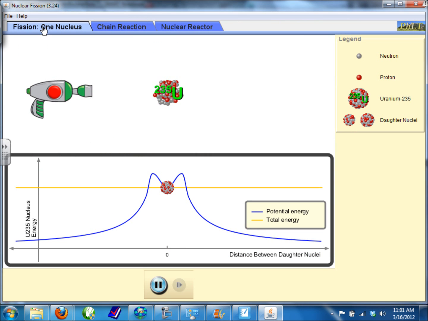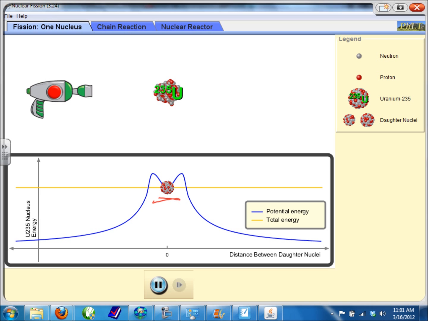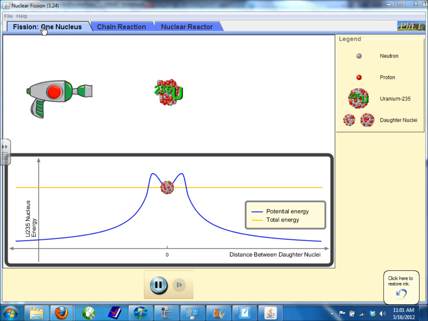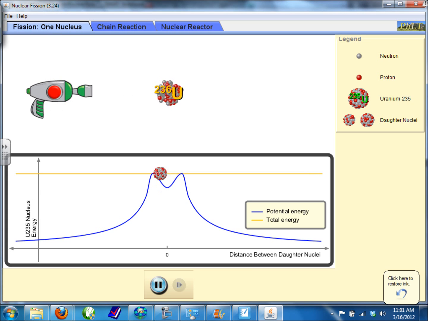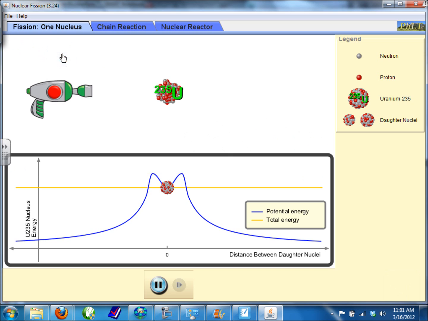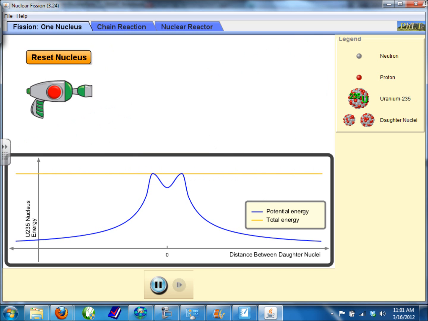So in this example right here, we've got uranium-235. It's stable right now. If you take a look at the graph here on the bottom. That's not going to let me draw. So what happens is we're going to shoot a neutron at it. When we shoot a neutron at it, it becomes uranium-236. Uranium-236 is not stable. It's high in energy, so it breaks apart into smaller elements.